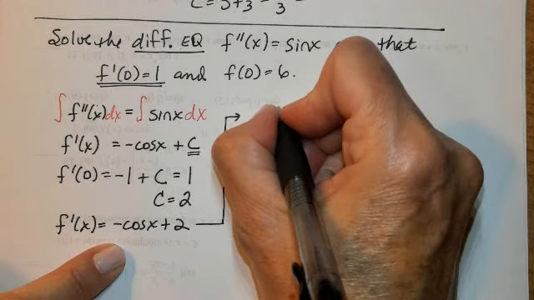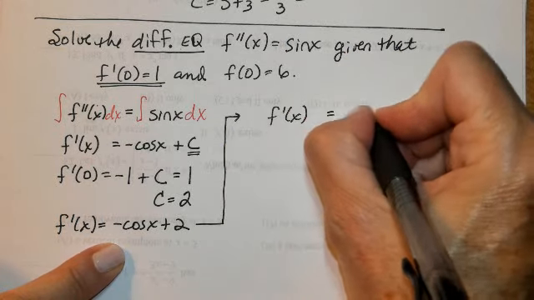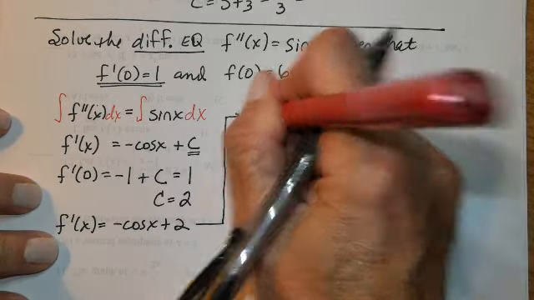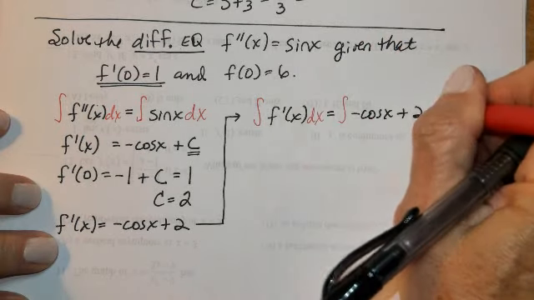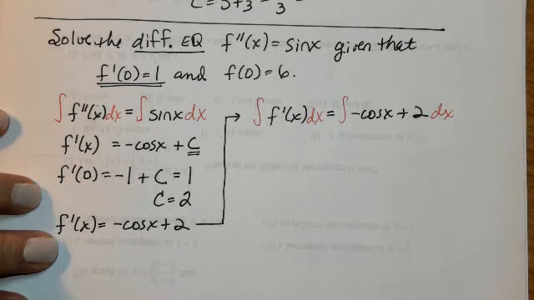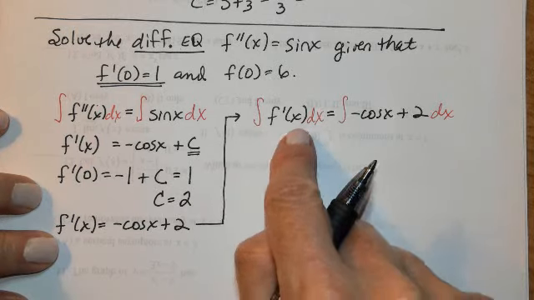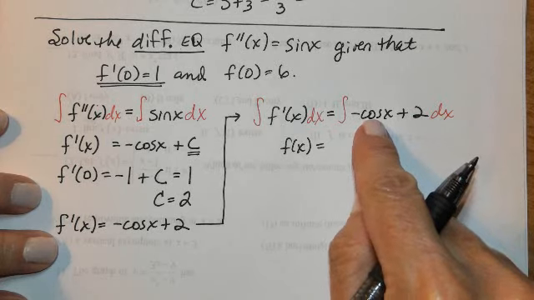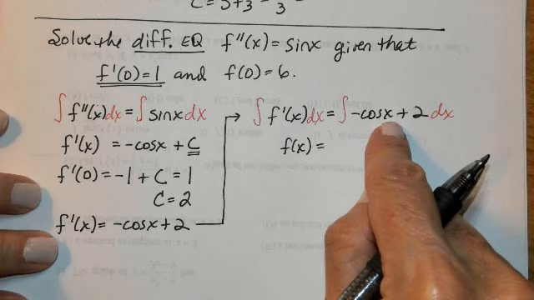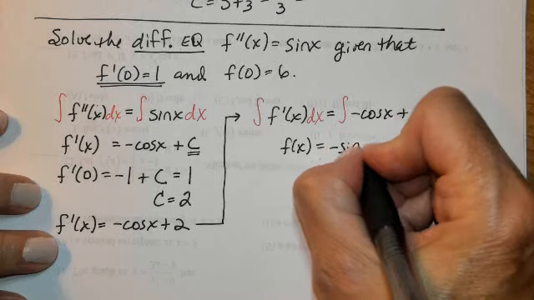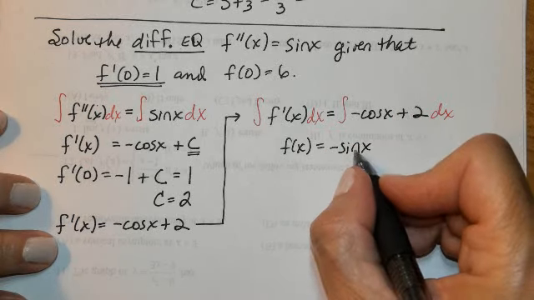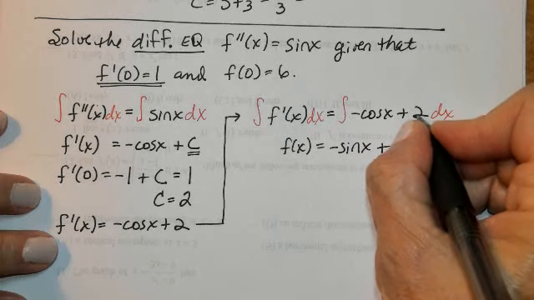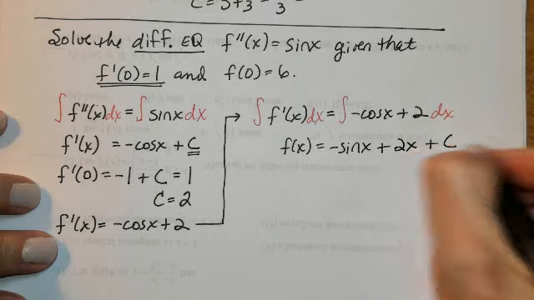So now we do the same thing again. We integrate both sides with respect to x. The antiderivative of f prime is f. What function's derivative would be negative cosine x? That would have to be negative sine x. The derivative of sine is cosine, and then we would need a negative there. Plus 2x plus c.